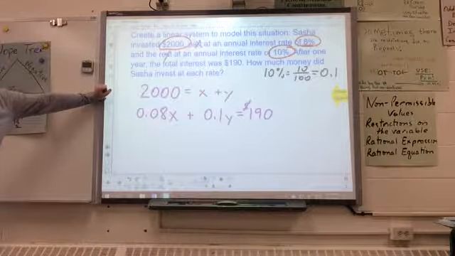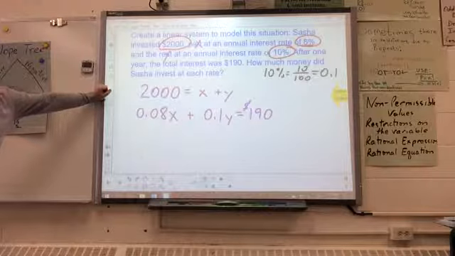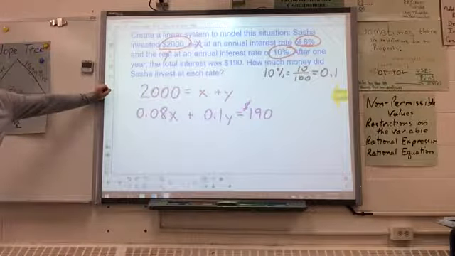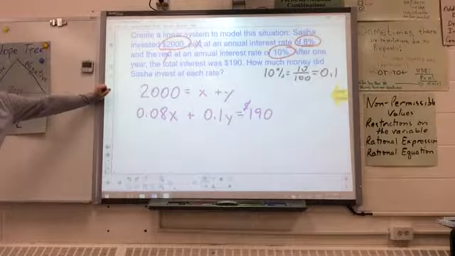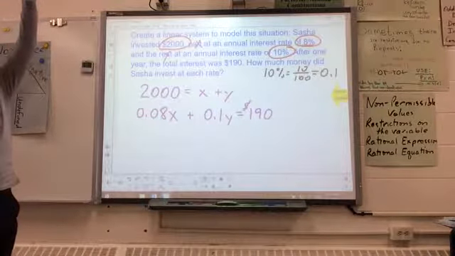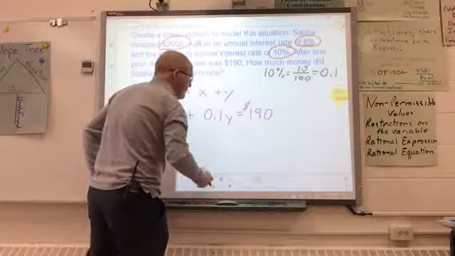Now, we have two equations. We have to solve for X and Y, which means we need either X equals or Y equals. Okay, Luke says let's solve it for Y. How many people want to solve for Y? Oh, you always have to mess up my plan. All right, how many people want to solve for X? Stop voting twice.